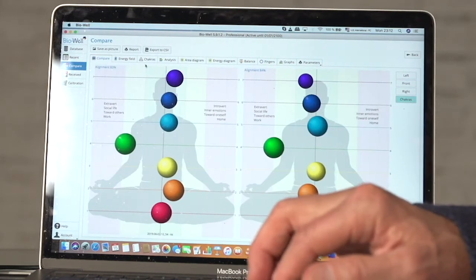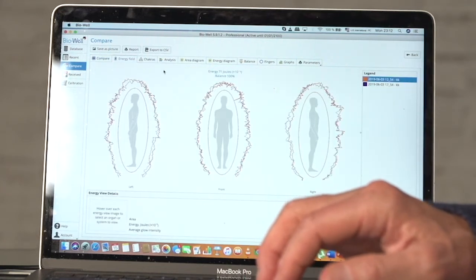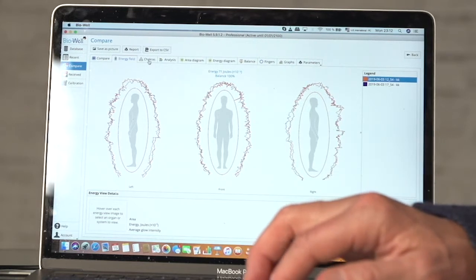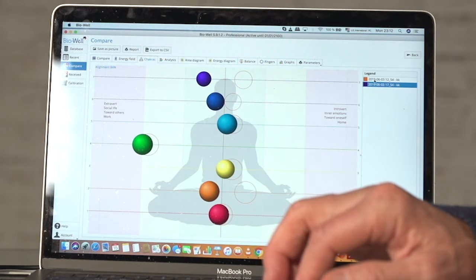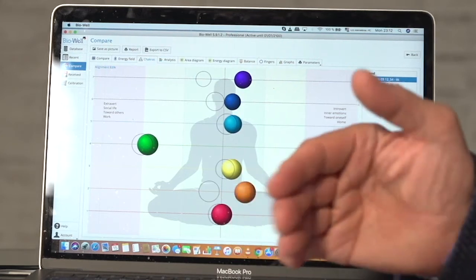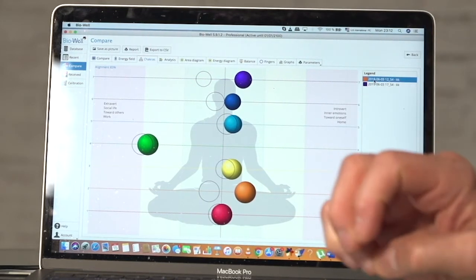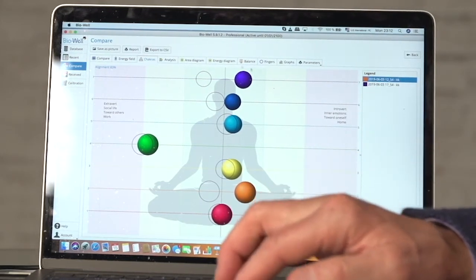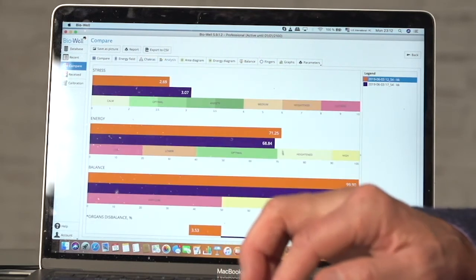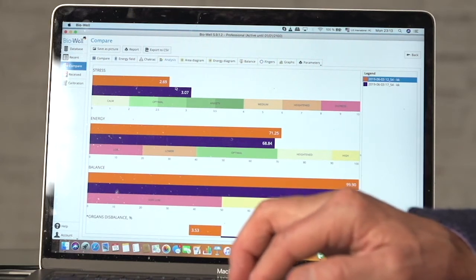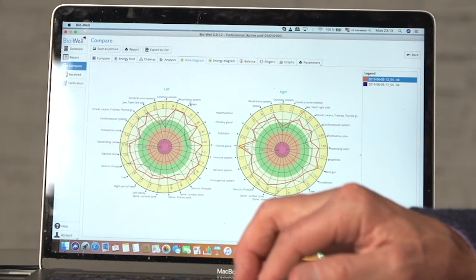Or I can go to other screens. So, for example, energy fields superimposed. In some cases, it may be convenient. Chakras are superimposed as well. And this is a very convenient presentation because we see how it was shifted from the first reading to another reading. Analysis. It's very clear how we can see these different scales measured before and after. Any area diagram, same.